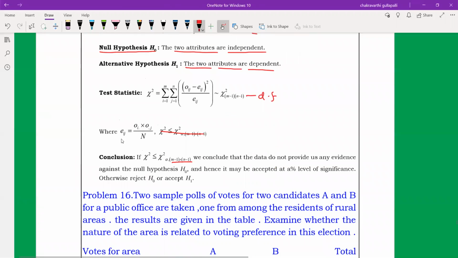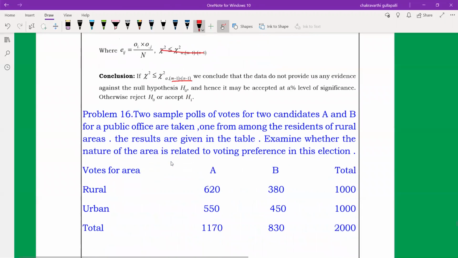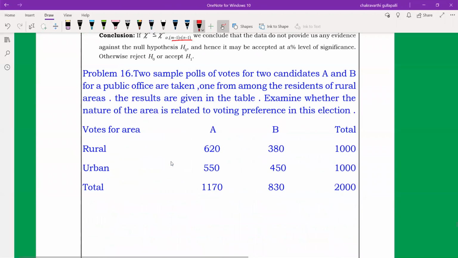Now you have to calculate the expected frequencies. Apply this formula. You have to calculate the chi-square value. The chi-square calculated value is compared with the chi-square table value at alpha percent level of significance. Generally, we use 5% or 1%. So if chi-square calculated is less than the chi-square table value, we accept H0, otherwise we reject H0. For better understanding, take this problem.